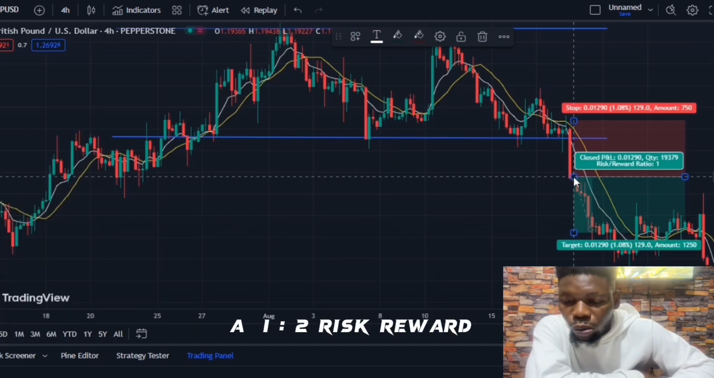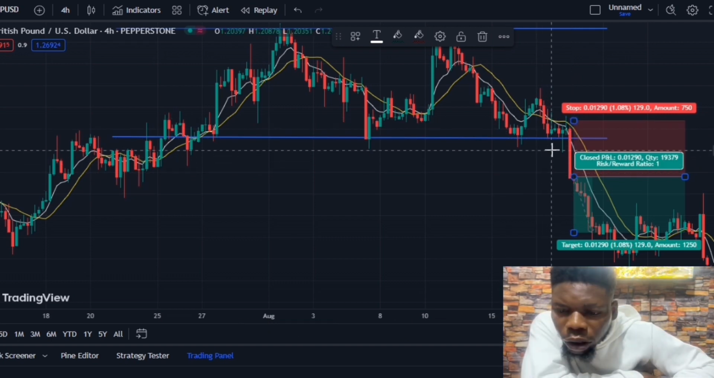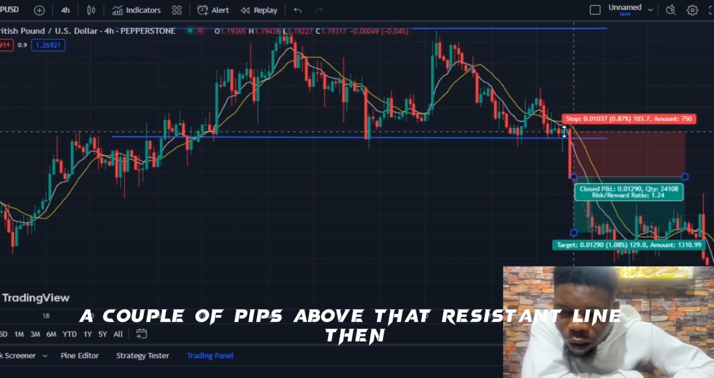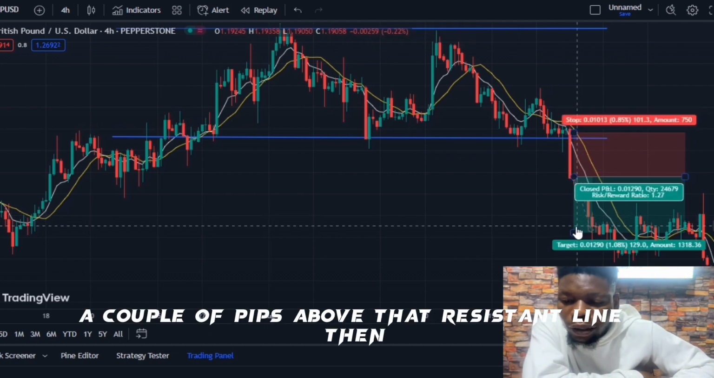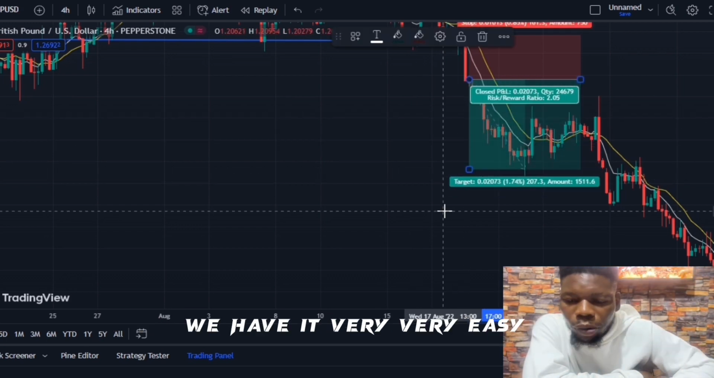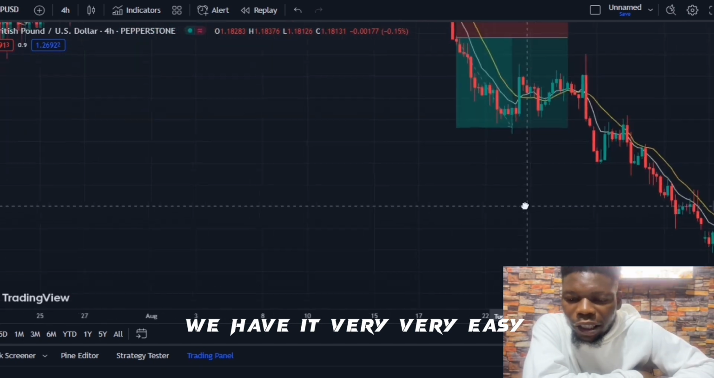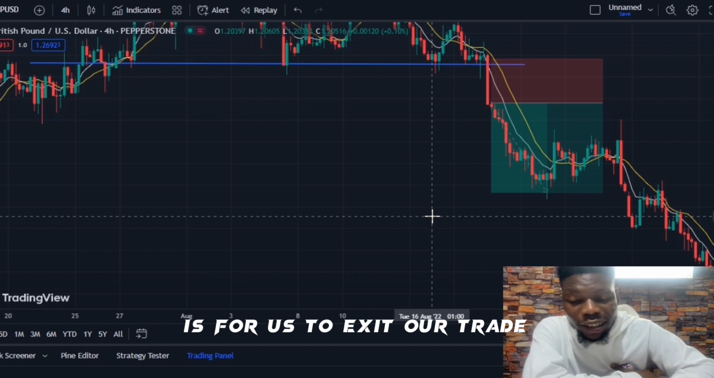In this case, guys, I will advise you to first go for a 1 to 2 risk reward. Our stop loss will be a couple of pips above that resistance line. Then look for our 1 to 2 risk reward ratio. We had it very, very easy. The reason why I added this moving average is for us to exit our trade.